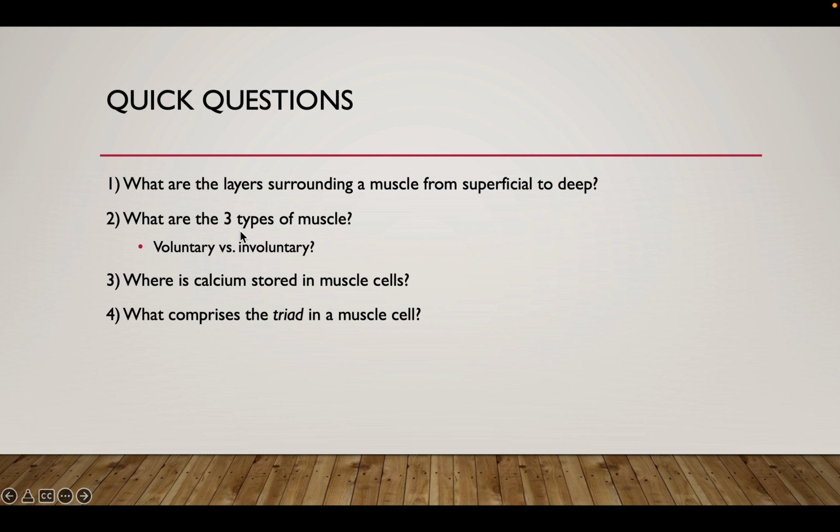What are our three types of muscle? Well, we know we have skeletal, cardiac, and smooth. Skeletal is voluntary, cardiac is involuntary, and smooth is involuntary. Where is calcium stored in our muscle cells? Well, it is stored in the sarcoplasmic reticulum. And then what comprises a triad in a muscle cell? So our muscle triad in our skeletal muscle is composed of one terminal cisternae of the sarcoplasmic reticulum, another terminal cisternae, and the T-tubule, which is that invagination of our sarcolemma.